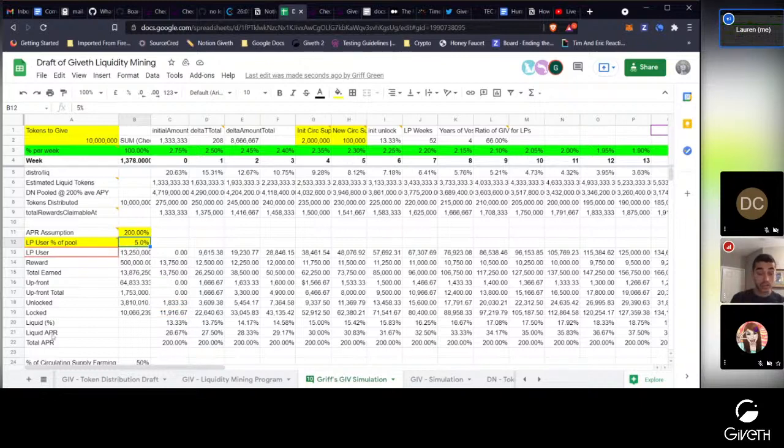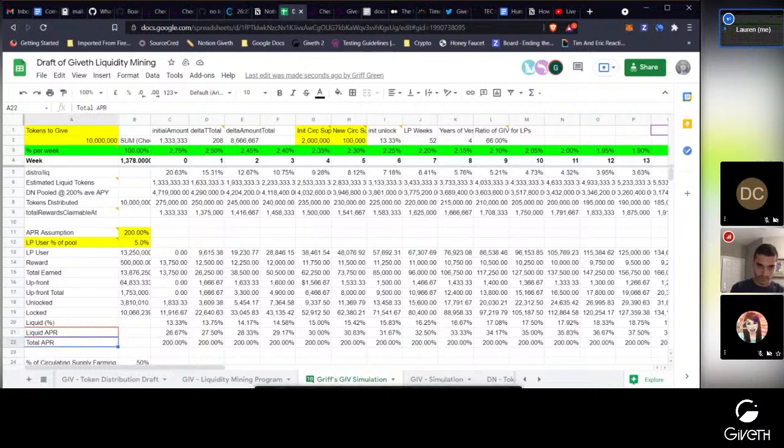But out of this, we end up with some interesting numbers around liquid APR. This is the amount of APR that they get that's liquid. This is the real liquid amount that they could sell. And then, of course, the total APR is 200 the whole time.